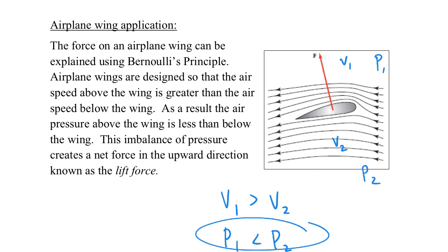Again, more velocity on top is less pressure. More pressure here, less pressure here. The net force acts in the direction of that red vector. That's the direction of the force because of the pressure.